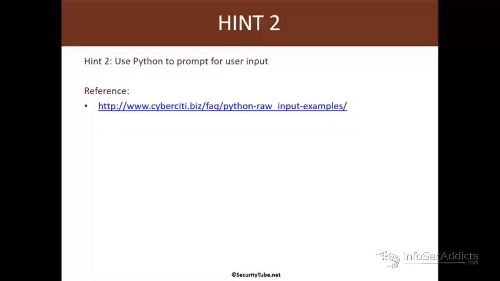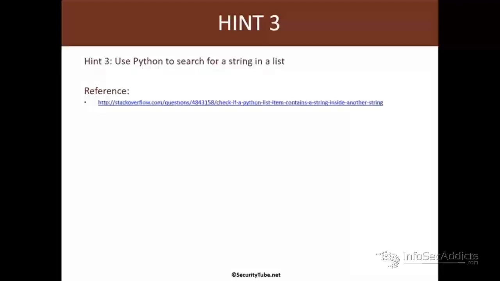Another hint would be, how do you prompt for user input? Now I showed you the difference between input and raw_input. Input is how you take in integers. raw_input is how you prompt for a string. It's how you take in a string. Then how do you search for a string in a list? So how do you check to see if an item is in a list?